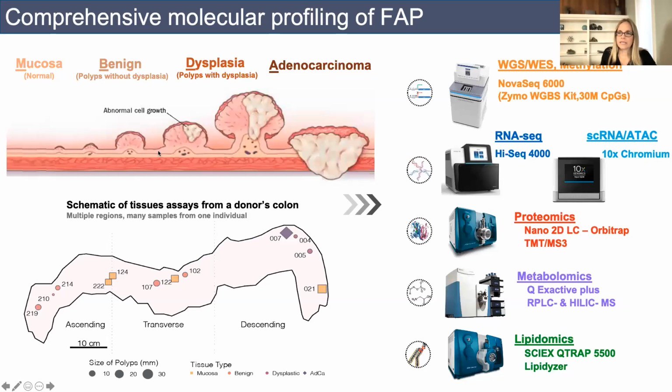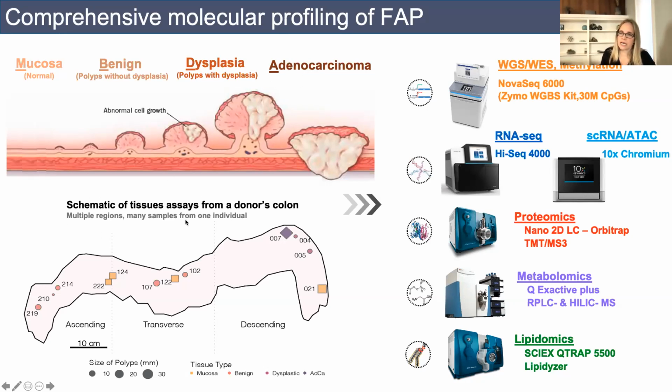So within this atlas effort, we've really undertaken a pretty comprehensive approach. We are interested in characterizing mucosa or normal regions of the colon, those that are benign, polyps that are lacking dysplasia, those with dysplasia, as well as when they arise and are not captured beforehand, the paired carcinomas. And of course, we're hoping to avoid this with the prophylactic colectomies.